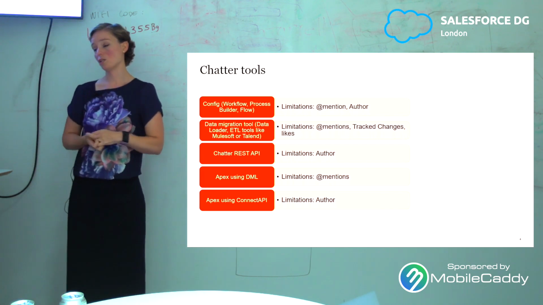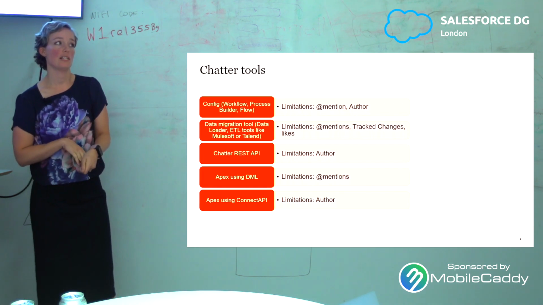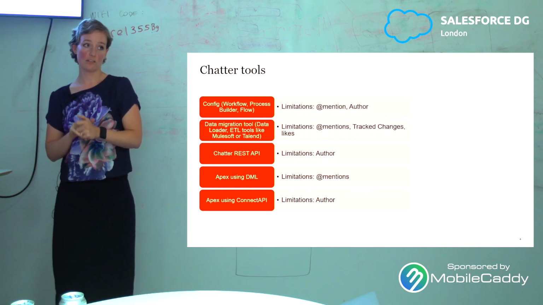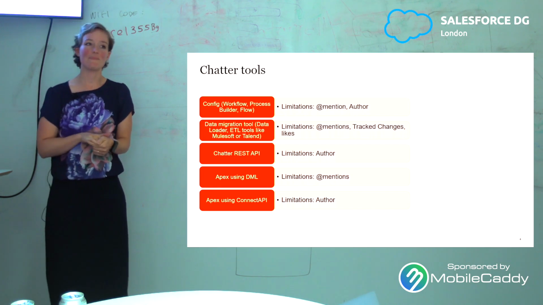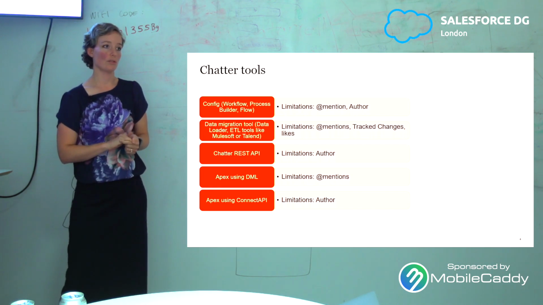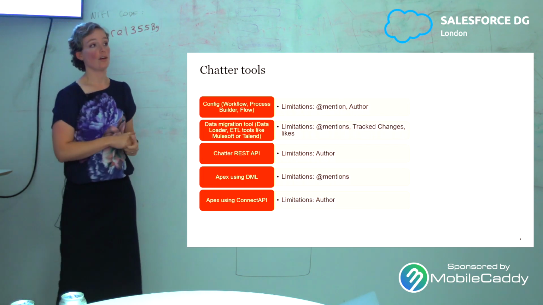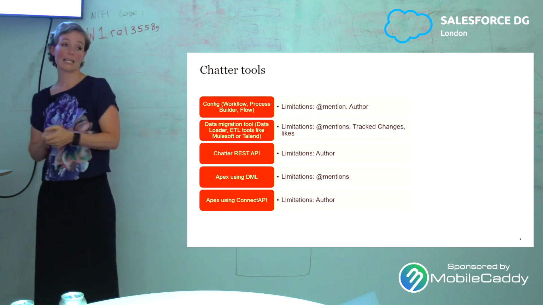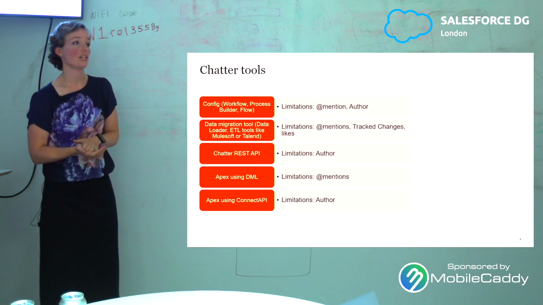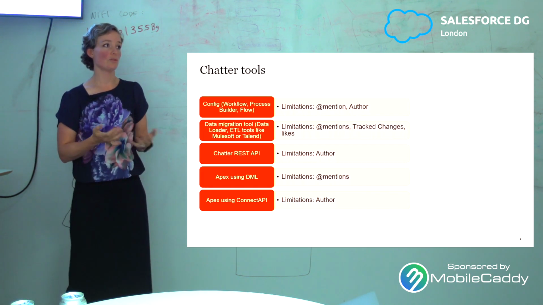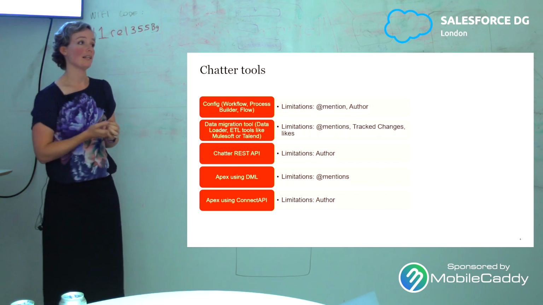Then we can use Apex using a normal object DML. So we can just create a feed item and then insert it, because then we can set the created by field, which is good. Unfortunately, @mentions don't work when you use the normal object DML. But what we can use in Apex is something called the ConnectAPI, which is a set of Apex classes that Salesforce has defined that you can call to do various things like create or retrieve posts or edit posts. We'll have a closer look at that later.